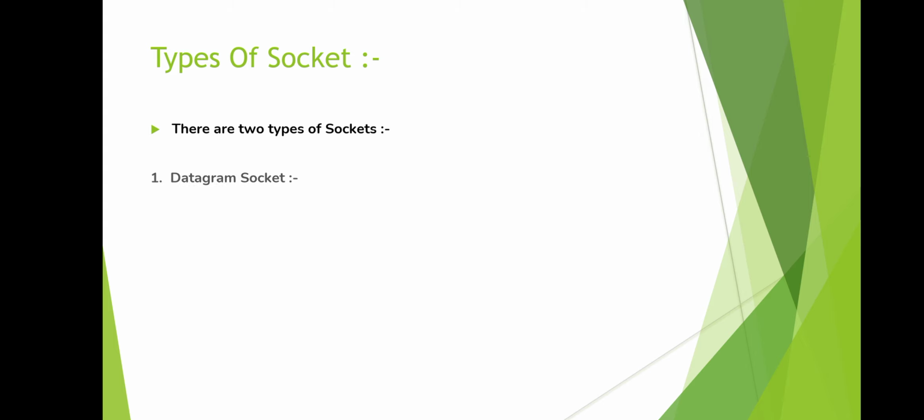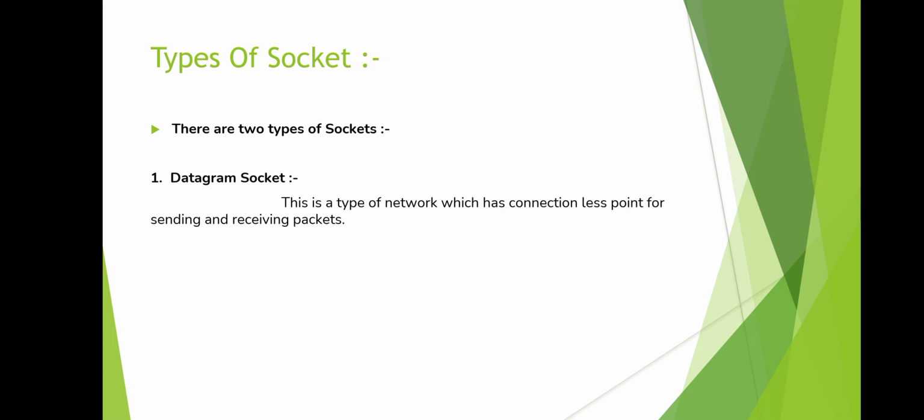And there are mainly two types of sockets. First one is the datagram socket. A datagram socket is connectionless for sending and receiving packets. It is similar to a mailbox. With a mailbox, the letters are posted into the box, and they are collected and delivered to the letter box. It is not directly connecting two devices.